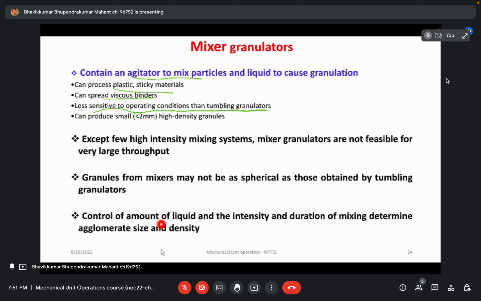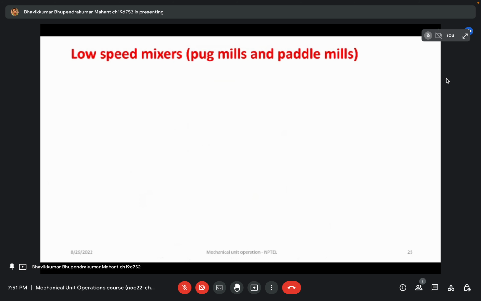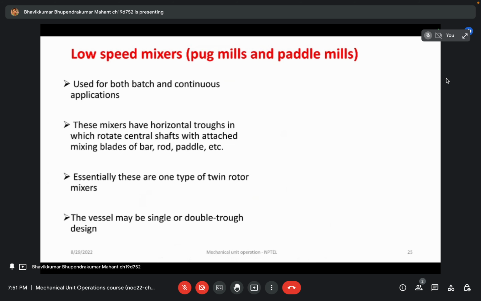granules. Control of the amount of liquid and the intensity and duration of mixing determine agglomerate size and density. So we have to control the amount of liquid, intensity and duration in order to get a particular size and density. Now in the mixer granulator, one class is low speed mixers, which are pug mills and paddle mills. They can be used for both batch as well as continuous application.